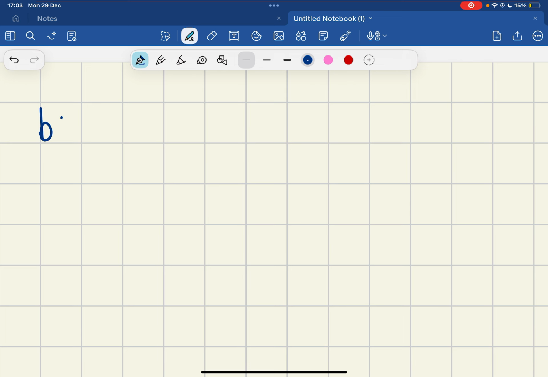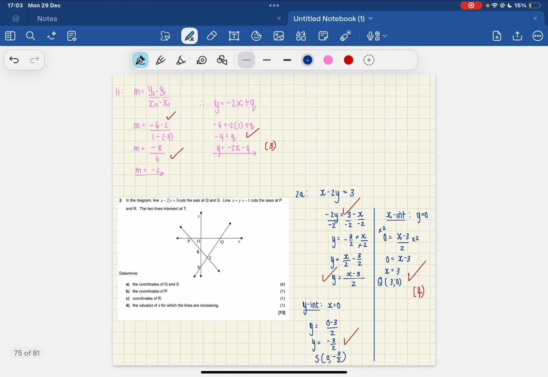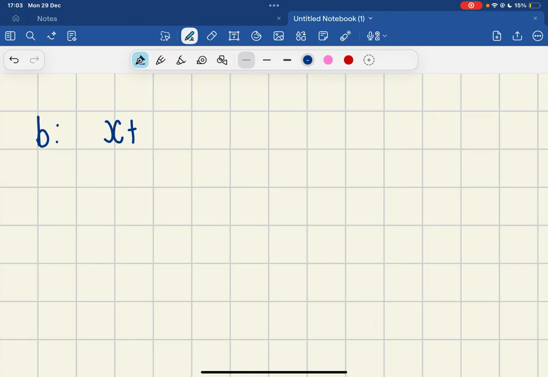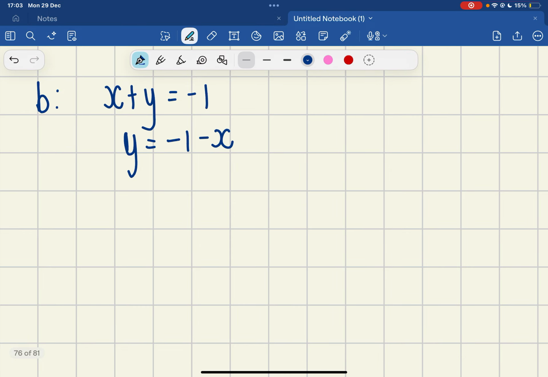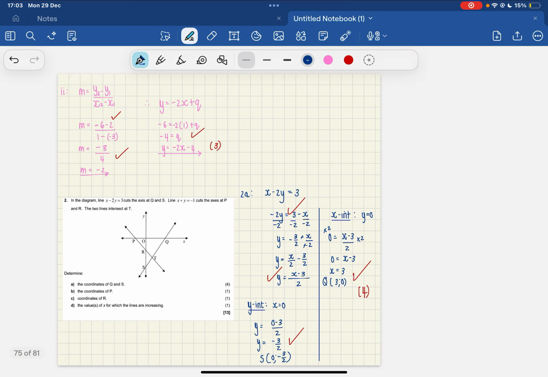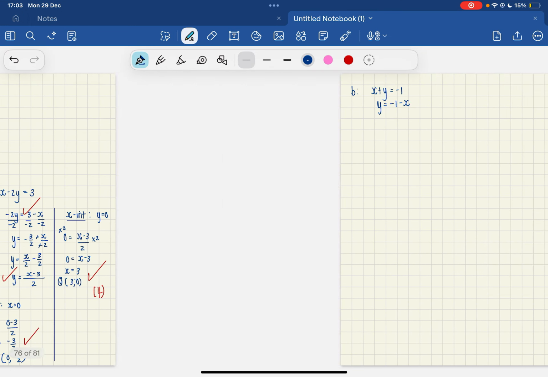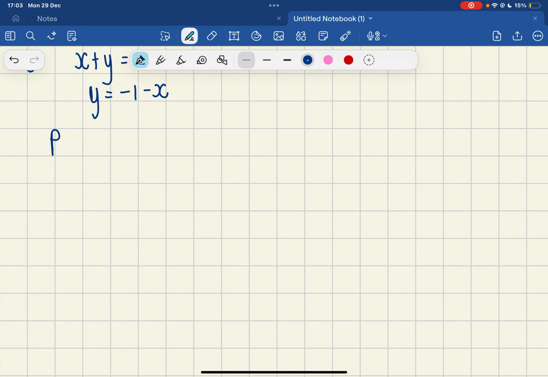Here's question B. It says x plus y is equal to -1. Make y the subject of the formula. Y is equal to -1 minus x. And this is your formula. Now, this being your formula, they want you to find the coordinates of P. What is P? P is an x-intercept.